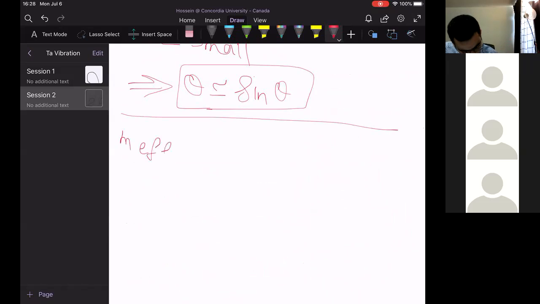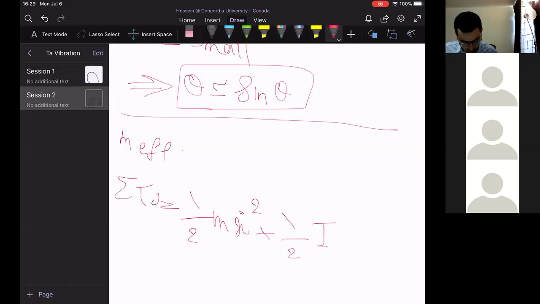Suppose all the kinetic energy: the upper mass, 1/2 m x dot squared, is the kinetic energy related to the upper mass, plus the kinetic energy of the rigid links, 1/2 I, the mass moment of inertia around point of rotation O, theta dot squared.